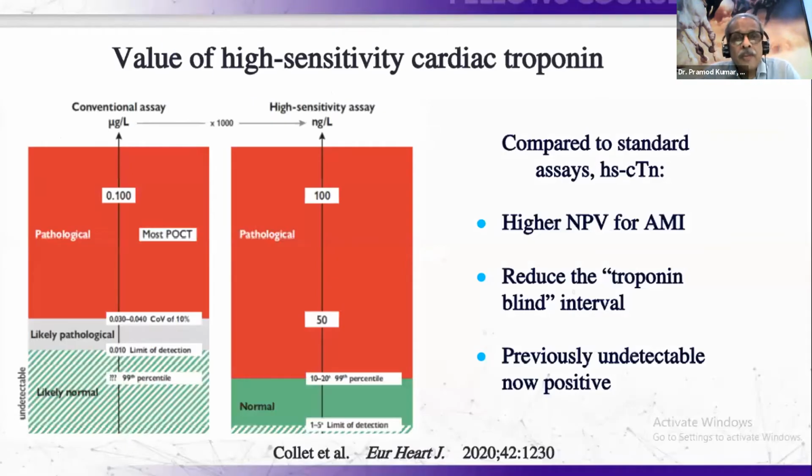So the value of high sensitivity cardiac troponin is emphasized again and again in these guidelines. As you can see here, on the left-hand side is the conventional assay, where almost 50% of the patients are missed. Whereas if you subject that person to a high sensitivity assay, you will find that almost 80% of the patients are detected. It has a very high negative predictive value for diagnosis of acute MI. If it is negative at the beginning and doesn't rise, you can almost rule out.